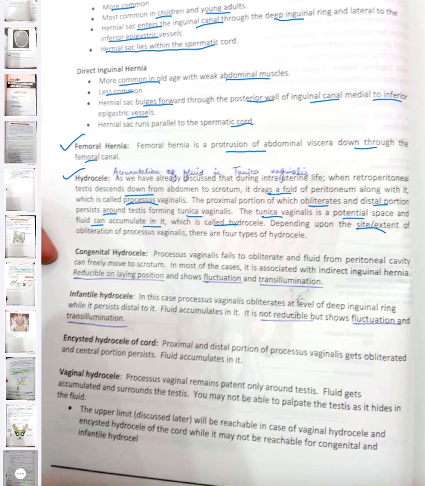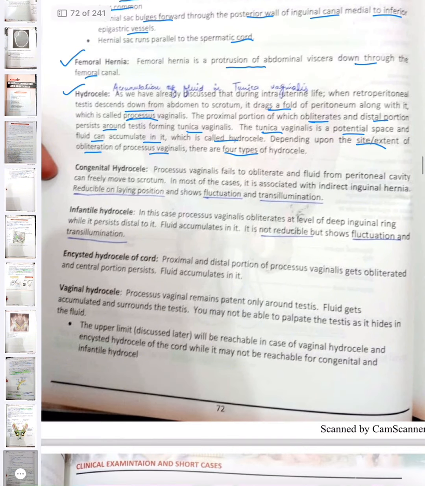Depending upon the site or extent of obliteration of processus vaginalis, there are four types of hydrocele: congenital hydrocele, infantile hydrocele, encysted hydrocele of cord, and vaginal hydrocele. Congenital hydrocele: processus vaginalis fails to obliterate and fluid from the peritoneal cavity can freely move to the scrotum. In most cases, it is associated with indirect inguinal hernia, reducible on lying position, and shows fluctuation and transillumination. Infantile hydrocele: processus vaginalis obliterates at the level of the deep inguinal ring while it persists distal to it. Fluid accumulates in it. It is not reducible but shows fluctuation and transillumination.